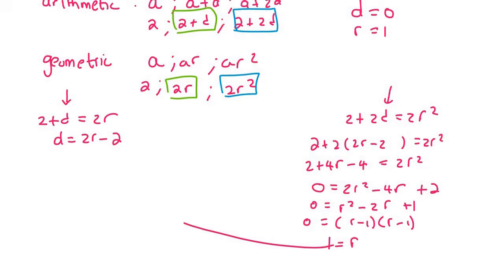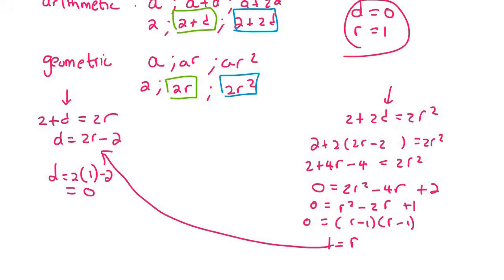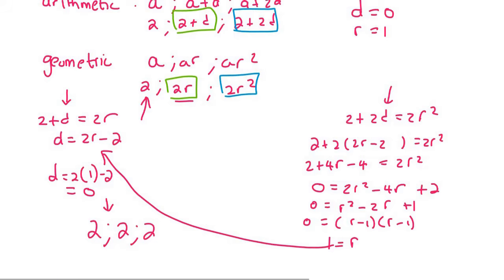Then you could plug that r back over here, and you would find out that d is equal to 2 times 1 minus 2, which is 0. So we're getting the exact same answer that we got earlier. And what would this sequence look like? Well, it would be 2, and then if r is 1, it will just be 2. So it's just going to be 2, 2, 2, 2, 2. That is geometric, because you're multiplying by 1 each time, but it's also arithmetic, because you're adding 0 each time.